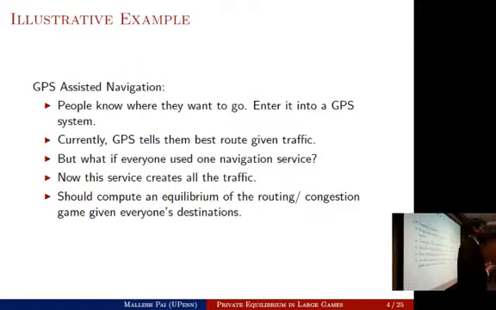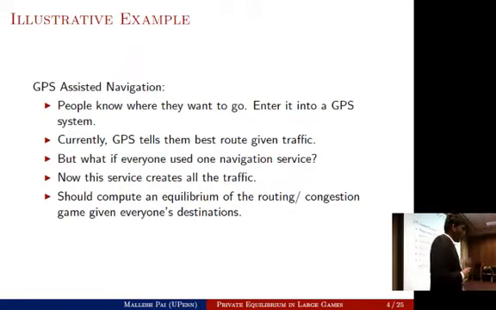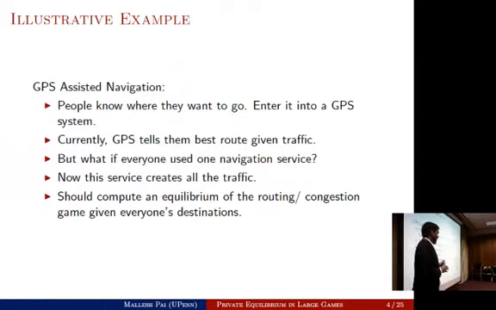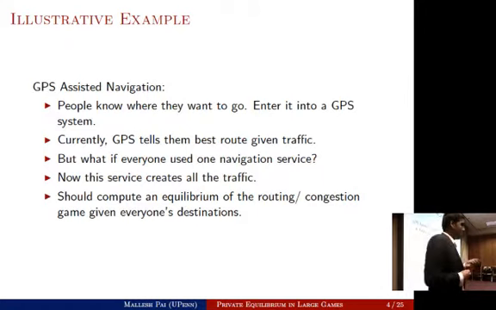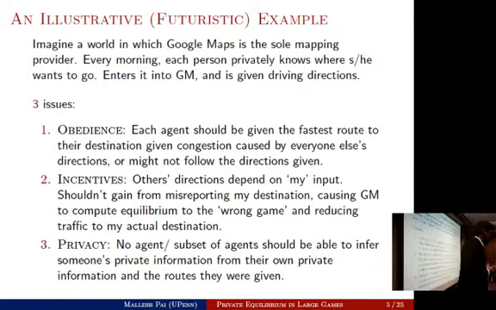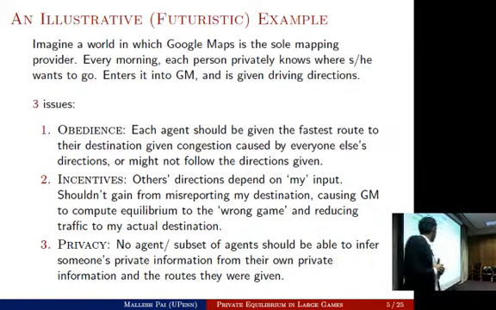Now, of course, this service is going to produce all the traffic. Everyone is going to enter their directions into Google Maps. Everyone is therefore going to get directed by Google Maps, so all the traffic, all the congestion is being caused by how Google decides to route various people. Implicitly, what are the constraints that a designer for Google Maps should consider when he designs his system? I posit that there are three concerns.